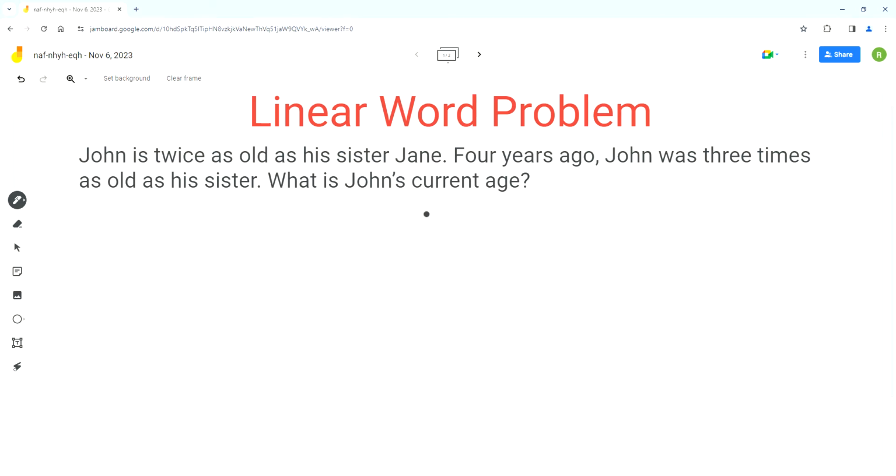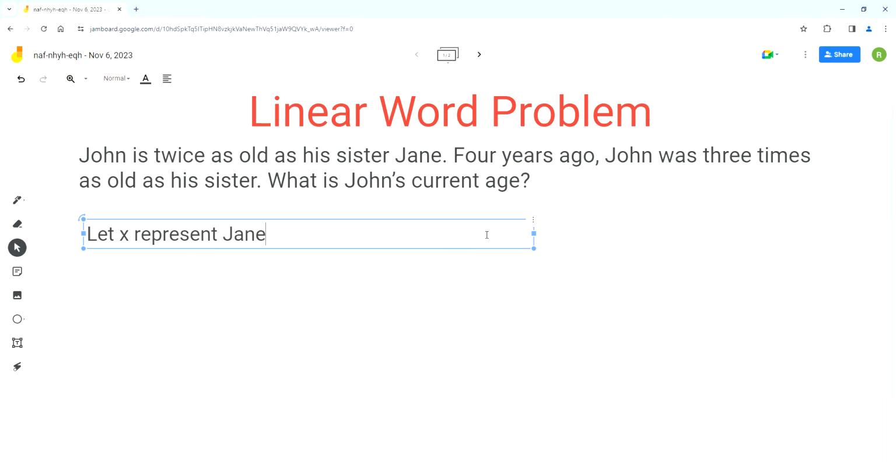Now in this problem, John's age is described in terms of his sister's age. So it is mentioned that John is twice as old as his sister Jane. That means we'll have to write a let statement for John's sister's age. So our let statement will be let x represent Jane's current age.